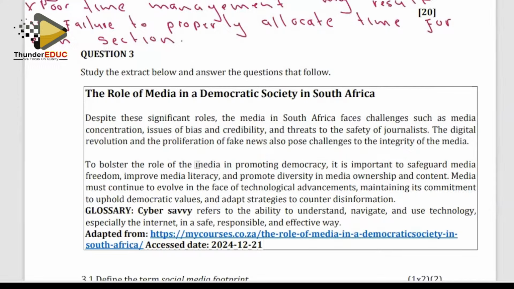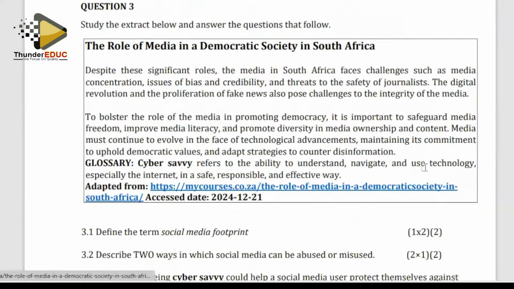To bolster the role of the media in promoting democracy, it is important to safeguard media freedom and to improve media literacy and promote diversity in media ownership and content. Media must continue to evolve in the face of technological developments, maintaining its commitment to uphold democratic values and adopt strategies to counter disinformation. Glossary, cyber savvy refers to the ability to understand and navigate and use technology, especially the internet, in a safe and responsible and effective way.